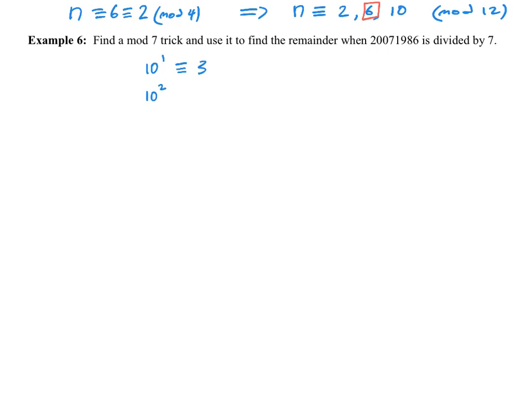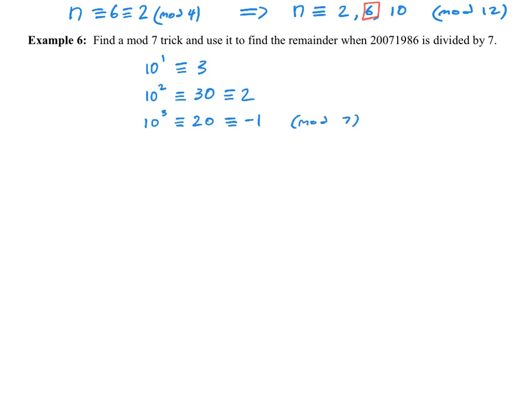So 10 to the power 2 would be 10 times 3, which is 30. And if we reduce that in mod 7, maybe we'll subtract 28 to get 2. So 10 to the power 3 would be 2 times 10, which is 20. And then from 20, we can subtract 21 to get minus 1. So we're happy about getting the minus 1. We can stop this process here and move forward with 10 to the power 3 as our nice power that reduces in mod 7.